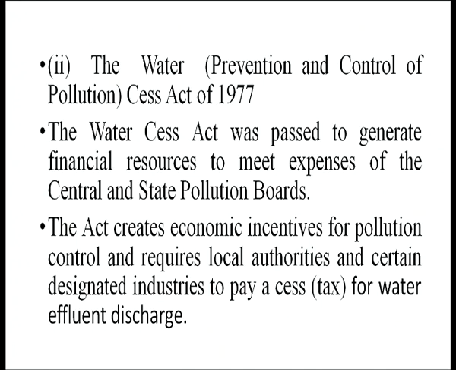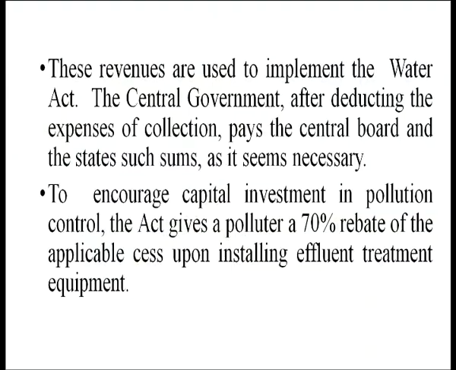The second one is the Water Prevention and Control of Pollution Cess Act of the year 1977. The Water Cess Act was passed to generate financial resources to meet expenses of the central and state pollution boards. The Act creates economic incentives for pollution control and requires local authorities and certain designated industries to pay a cess, which is also called a tax, for water effluent discharge. These revenues are used to implement the Water Act.